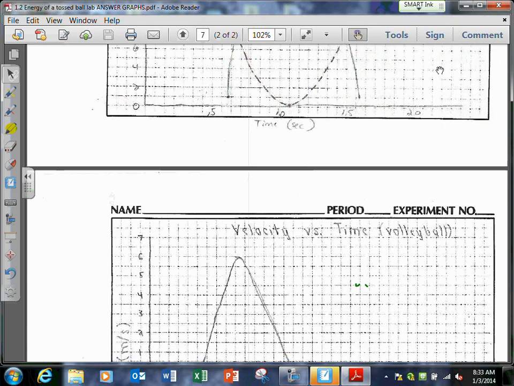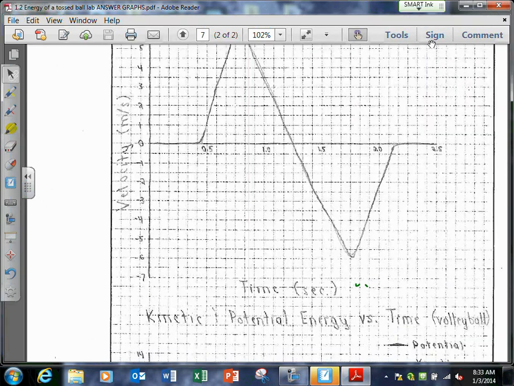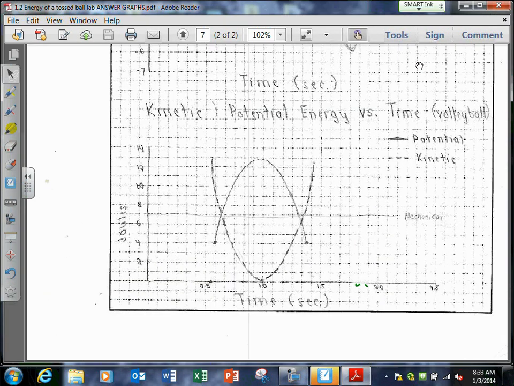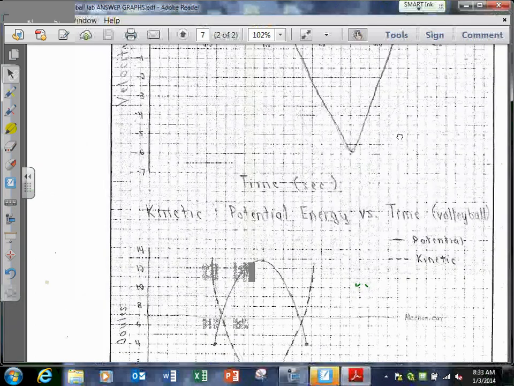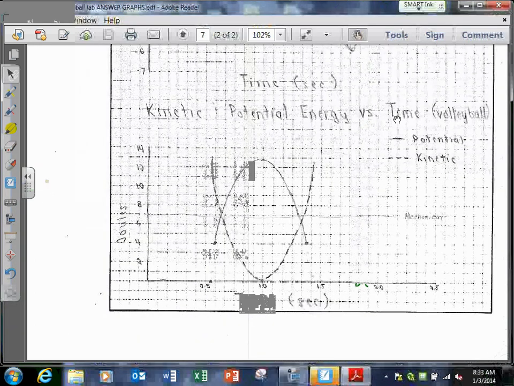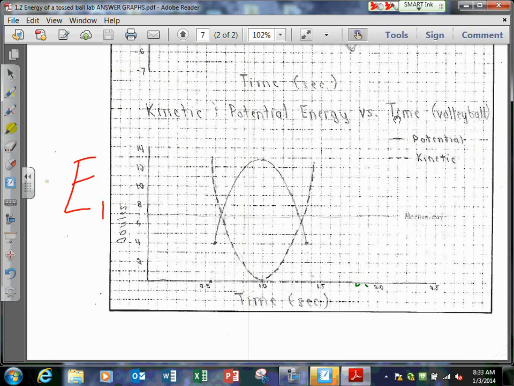The next graph then was, oh, it's not on here. What would the next graph be? Total energy. So if I had total energy and time, what would that look like? It's a straight line right across the graph.